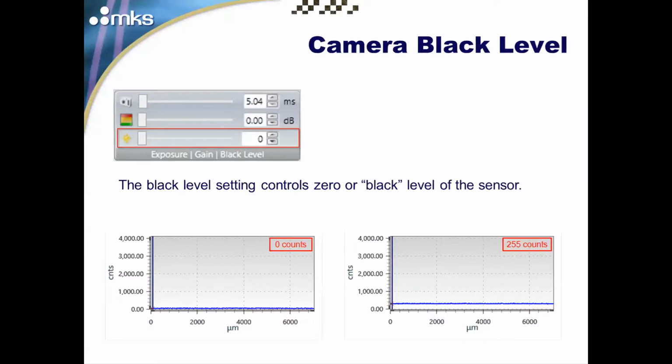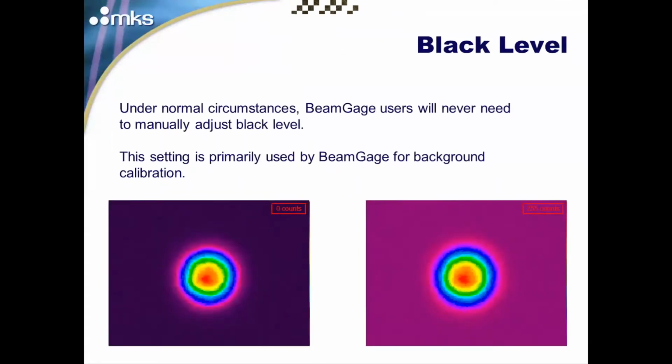Camera black level. The black level control is featured prominently with the exposure and gain controls. What this does is it sets the 0, or the actual black level, of the sensor. You can see between the two charts on this slide, the baseline noise is the same in both, but it's just shifted up to 155 counts on the right-hand chart. So in this case, overall, the beam signal hasn't changed. It's just everything's been boosted up by 255 counts on every pixel.